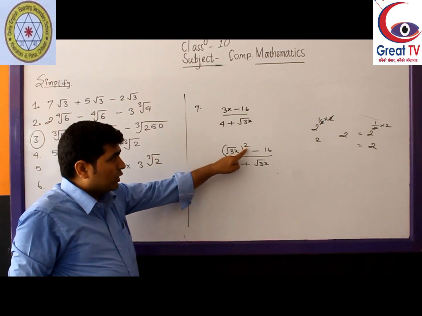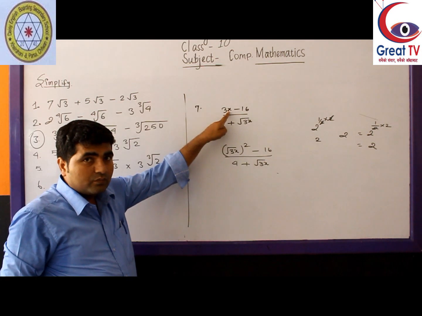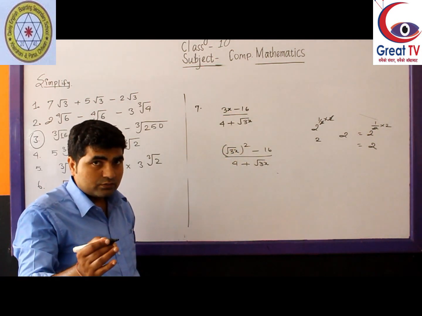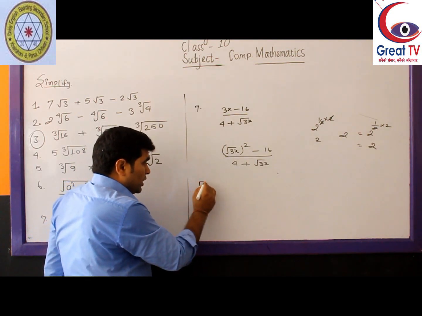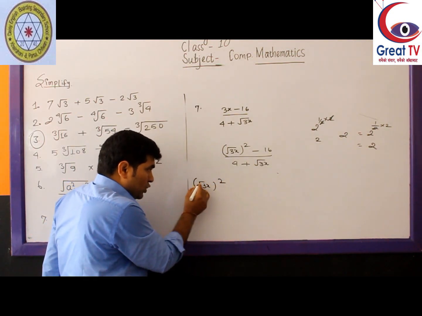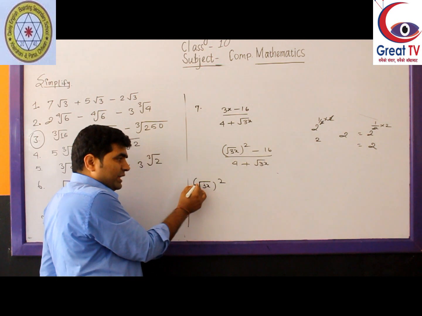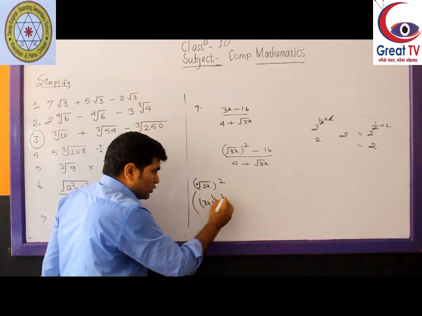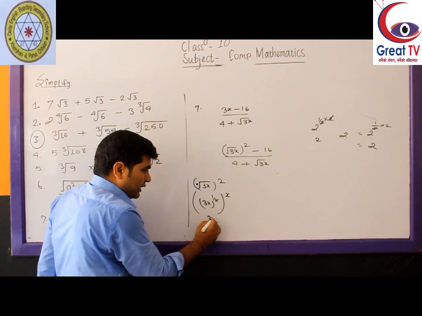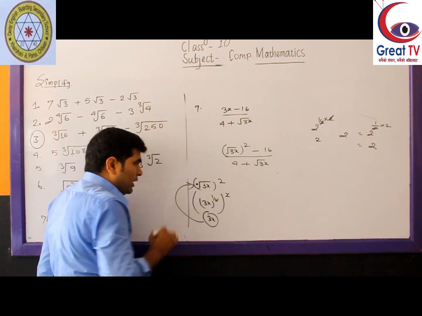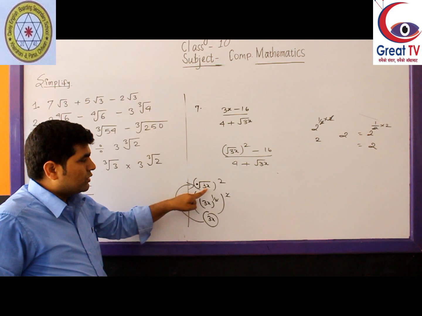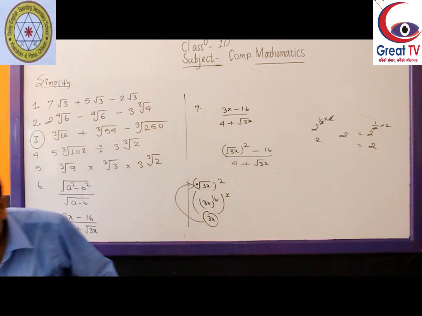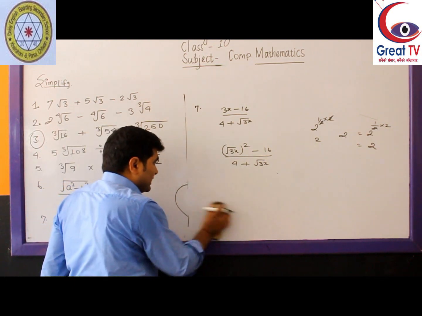Root under 3x whole square, or 3x, that is the same. The 3x we can change to root under 3x whole square. The root of order 2, when changed into power form, is 3x power 1 by 2 whole power 2. Now 3x. So 3x is like square root of 3x whole square. Now the first one we can expand using a formula.